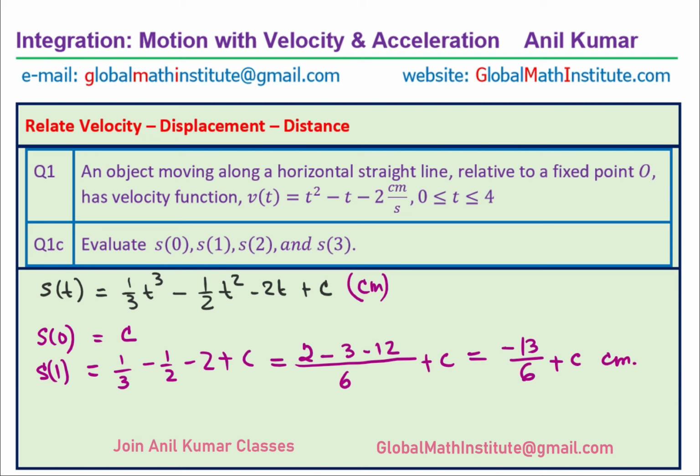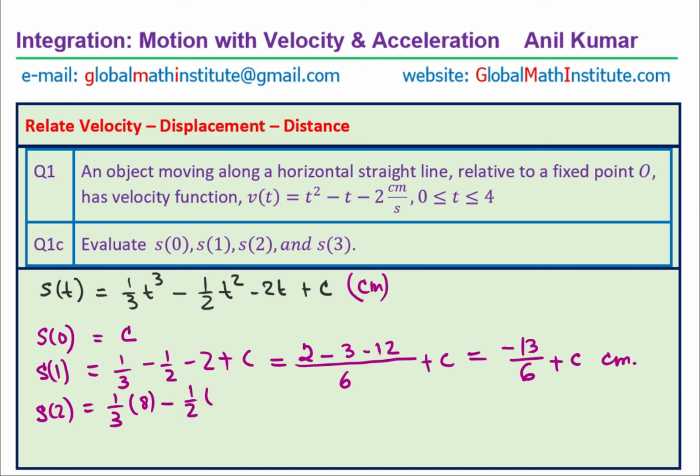centimeters. s of 2 is going to be 1/3. When you substitute 2 here for t cubed, you get 8, right? Minus half of 4 minus 2 of 2 plus c, which is, now in this case, we can take 3 as our common denominator, right? So we have 8 minus, well, that is 2. That is why I took 8. So when you multiply, you get 2 here. So 3 times 2 will be 6, and minus 2 is 4. 4 times 3 is 12.